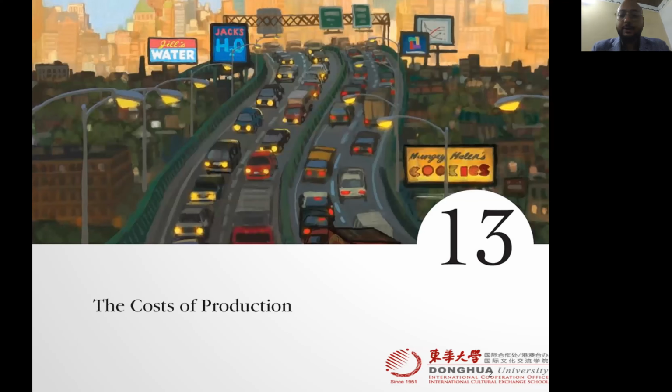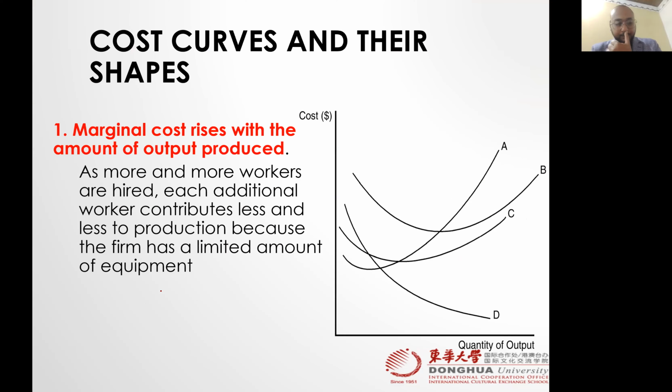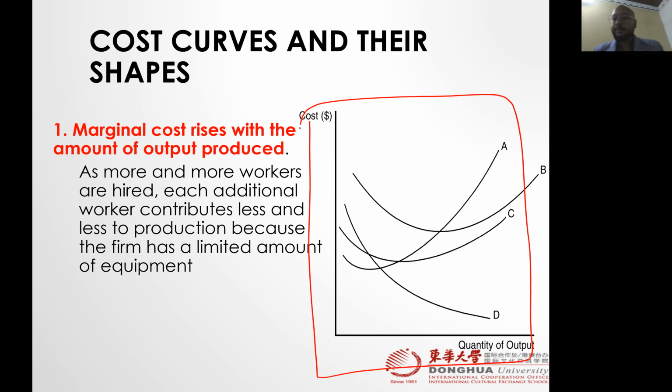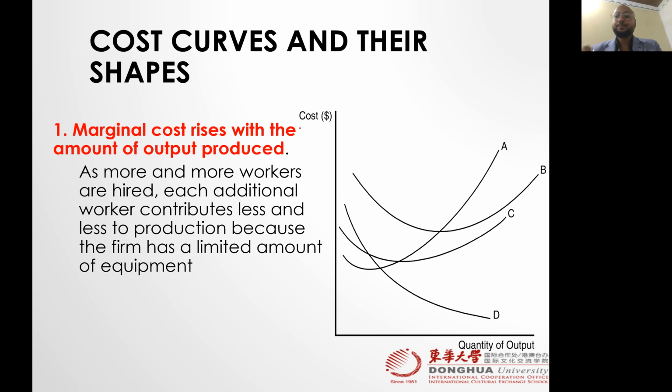Okay, let's have a recap. Before the midterm, we were studying the cost of production, chapter 13, and let me remind you of the important points. First of all, which one is here in this figure the marginal cost? Guys, I need your participation. Which one is the marginal cost? A. Well done.